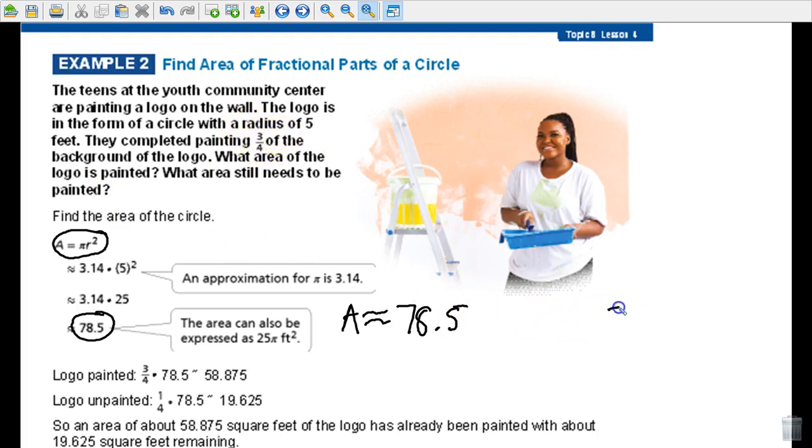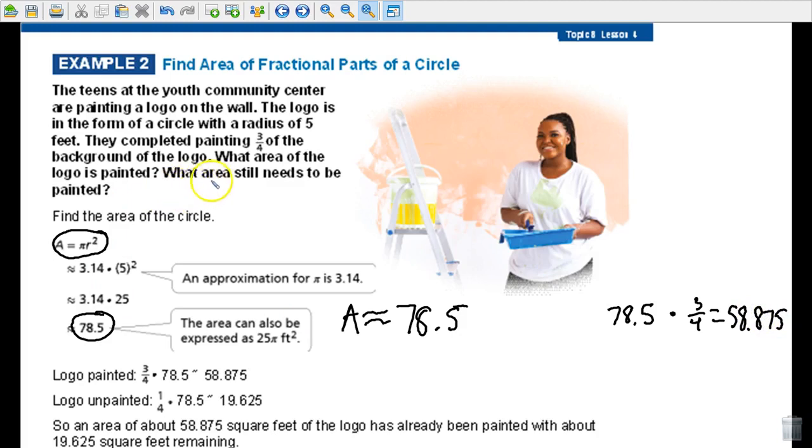To find the answer to that question, we would do 78.5 times 3 over 4. If we do 3 divided by 4, which is 0.75 if you didn't know that as a decimal, we would do 0.75 times 78.5. And we'd get 58.875. That is how much is already painted.